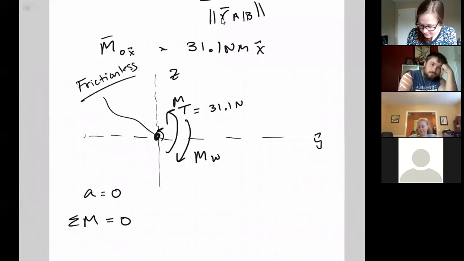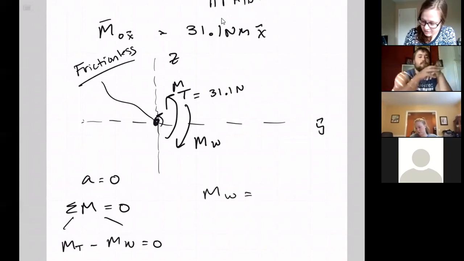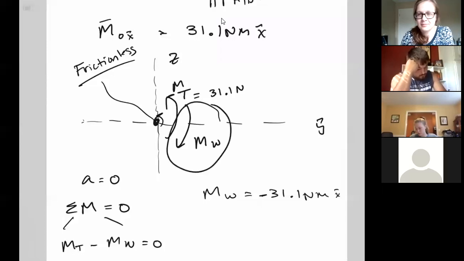So if you were to think about it, the moment due to the tension has to be exactly negative of the moment due to weight. And for that reason, we know that the moment due to weight is also 31.1, but it's in the negative direction. It's in the negative direction because it's actually pulling the plate down.